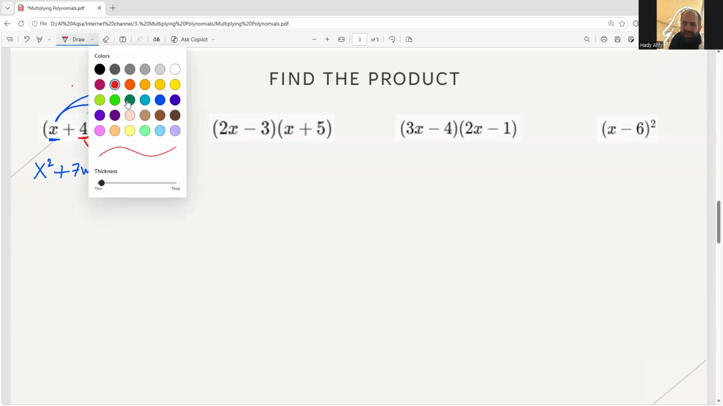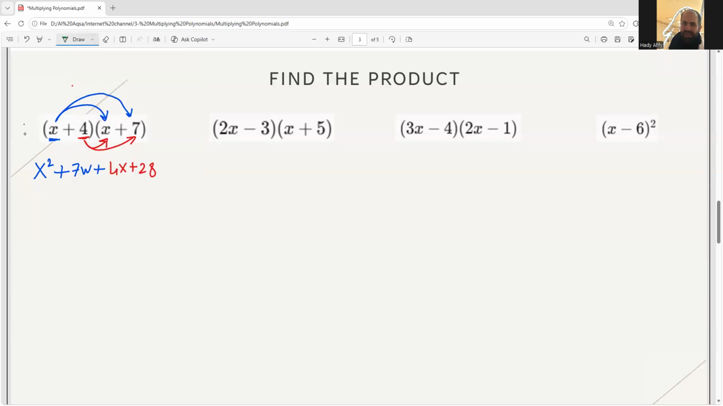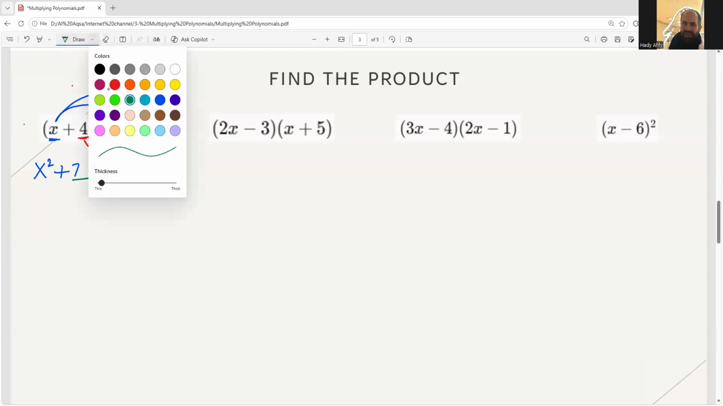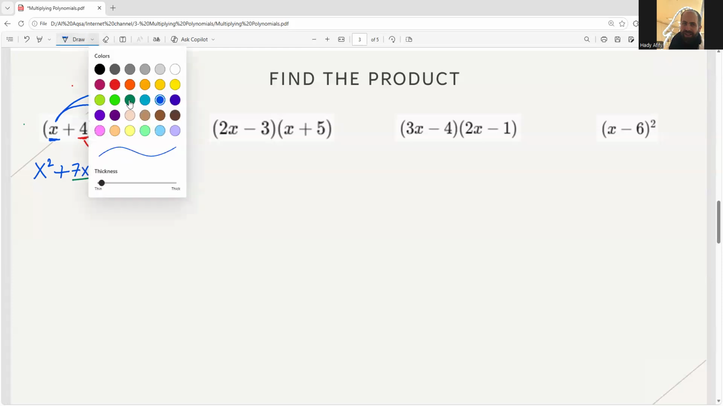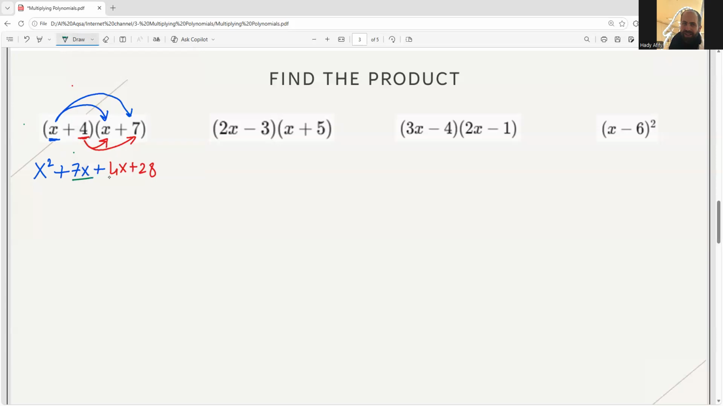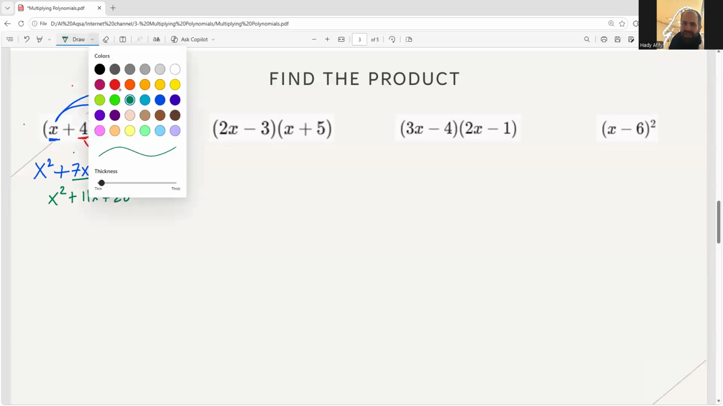And then the question doesn't end here. I will find if I have any like terms that I can add together. In this case, I have 7x and 4x. And then I'm going to add 7x to 4x. So 7 plus 4x will be 11x. So x squared plus 11x plus 28. This is the answer of the question.